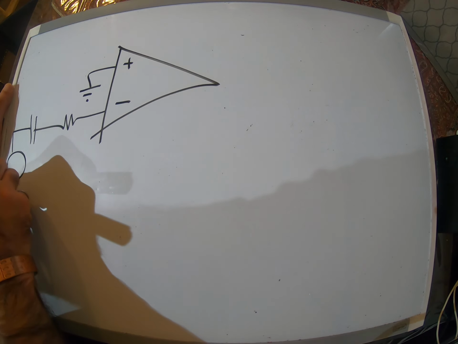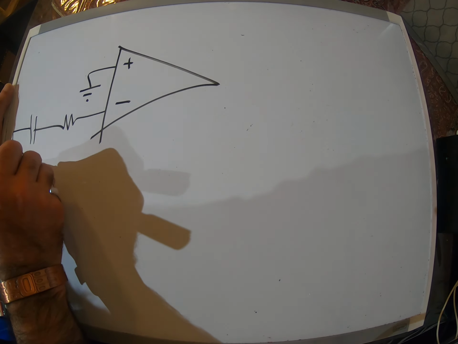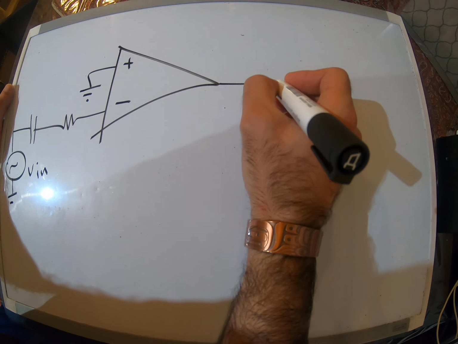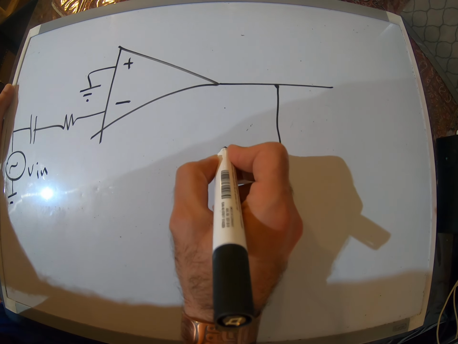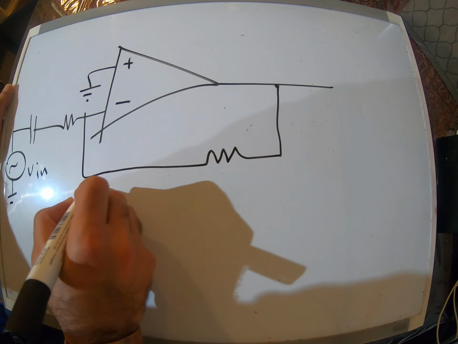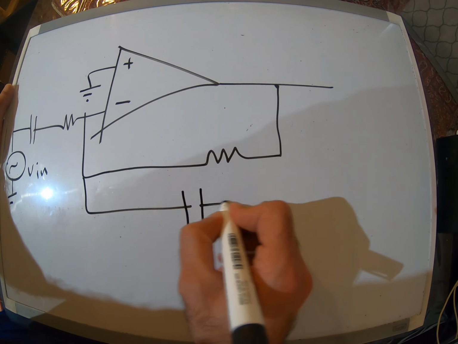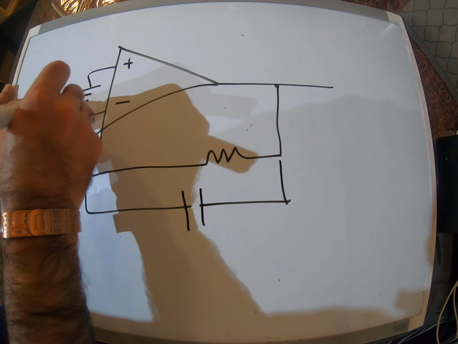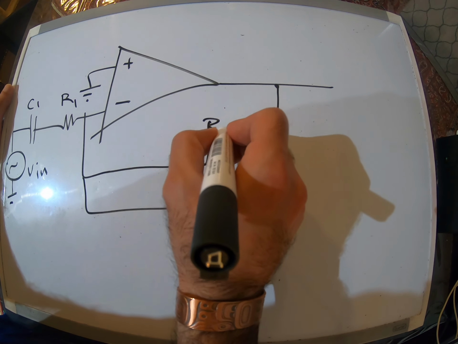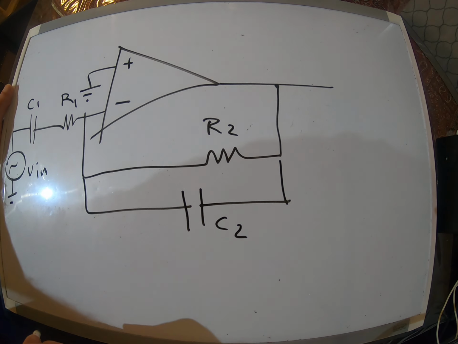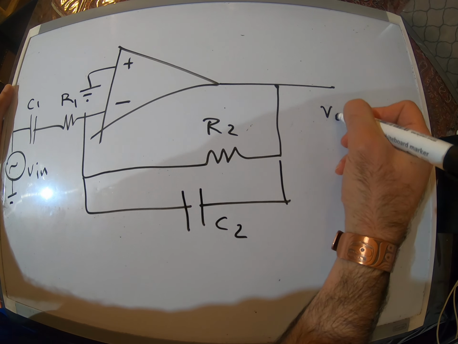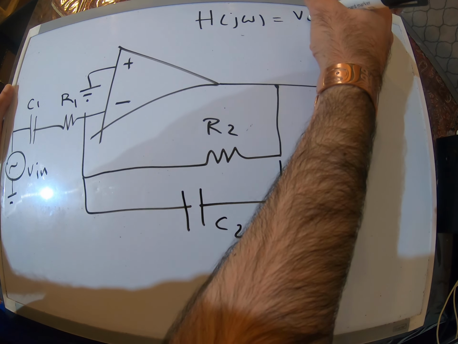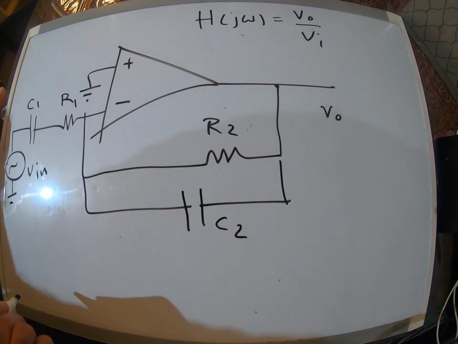So we had something like this. V in here, an op amp here, and then let's just go with something like this. A parallel resistor with a capacitor. Let's call this one R1 and C1, and this one R2 and C2. And what we want to find is the ratio between VO and VI, right?